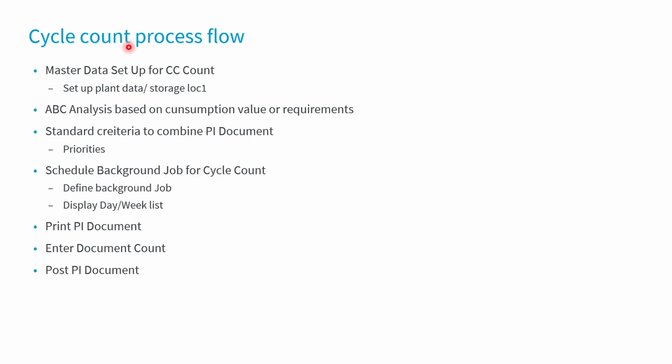As a cycle counting flow, we need to set up the master data. Then we'll quickly go through the ABC analysis based on the consumption and the requirements. There are certain criteria on which the PI document is created. We'll run through it. Then we schedule one background job, and based on the result of the background job, we will create one printout, enter the document, and post the document. Normally every topic needs detailed discussion, but in this particular video, we'll keep it short. In coming videos, a detailed discussion can be done.